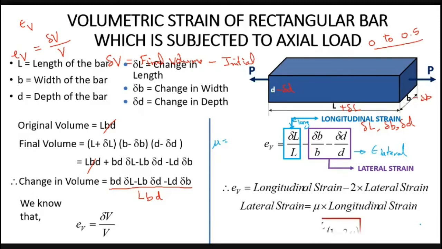So when I'm multiplying it, I'll get something like this. I'll get this longitudinal strain, I can take it out. So longitudinal strain into 1 minus 2 mu. Longitudinal strain is del L by L. Right? So my volumetric strain is del L by L into 1 minus 2 mu.